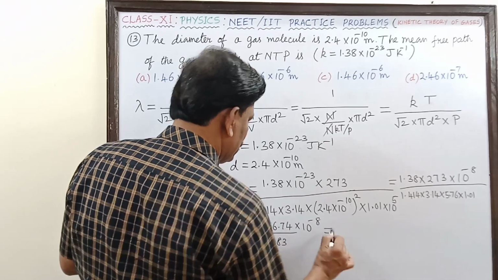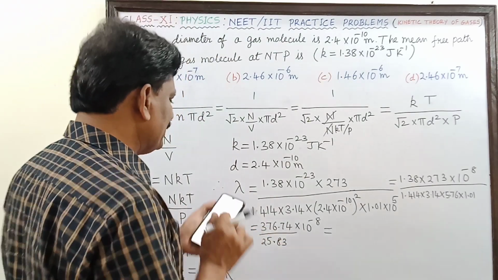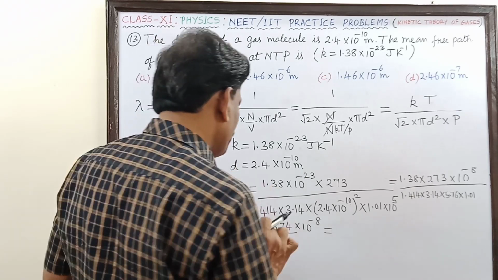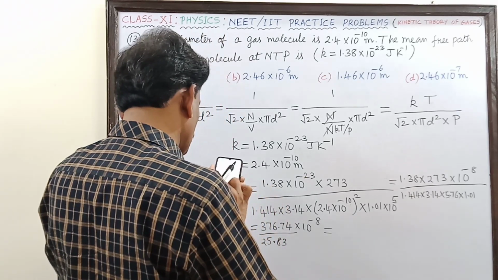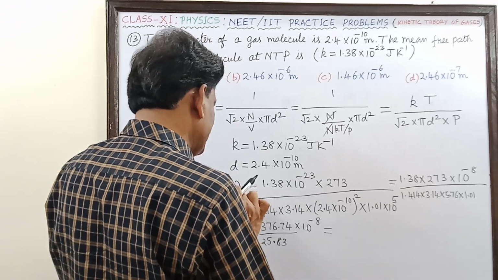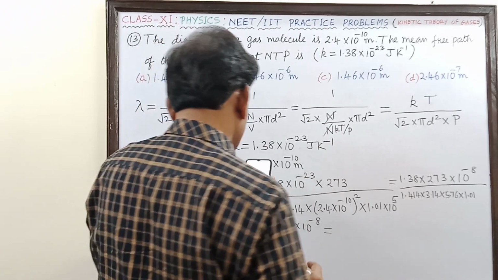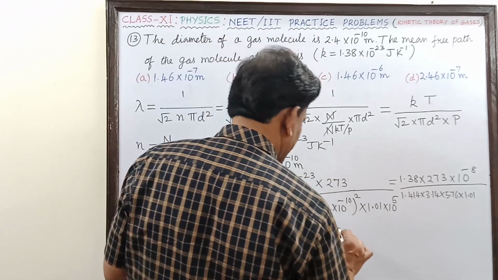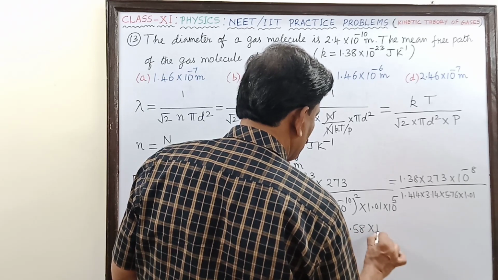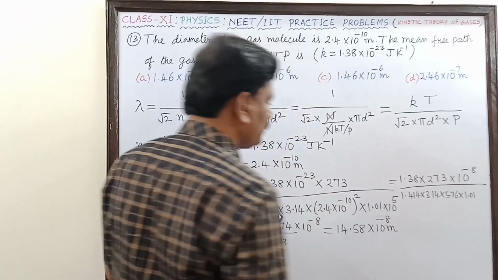So we have to find the value of this fraction, 376.74, to be divided by 25.83. So this is coming as 14.58. So 14.58 into 10 to the power of minus 8 meter.